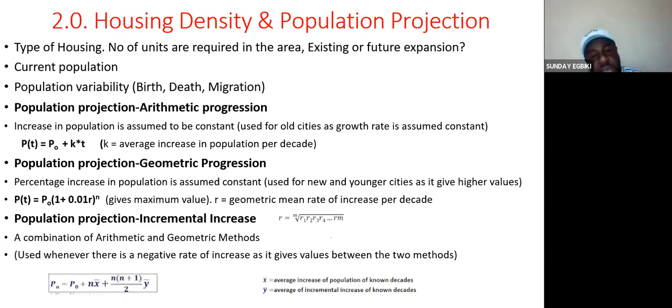Now, the first step is to go to site visit and get your survey information. The second stage is housing density and population projection. After your population projection, what next do you need to do?